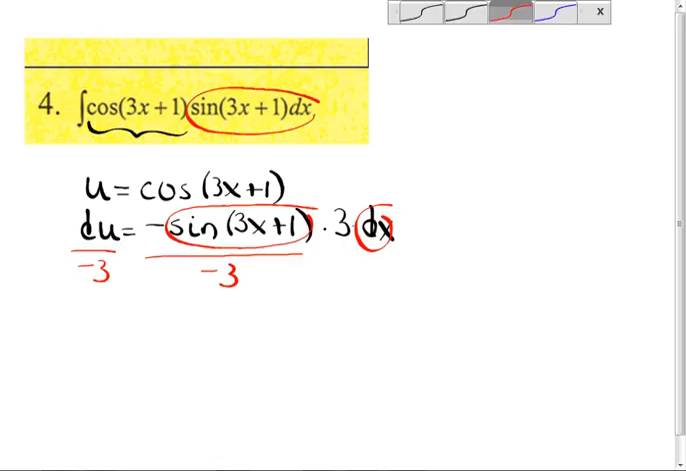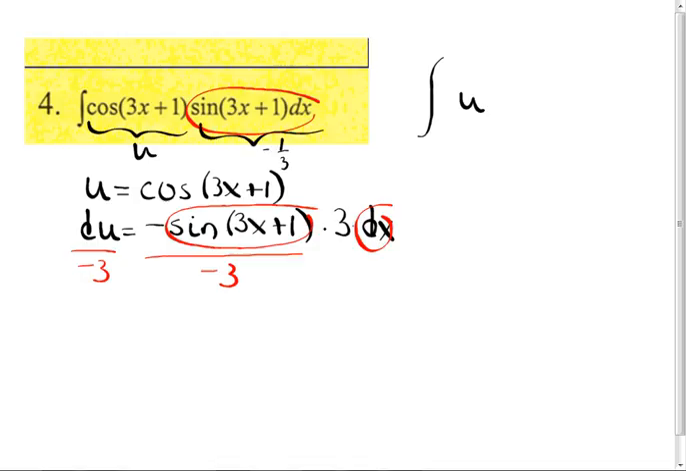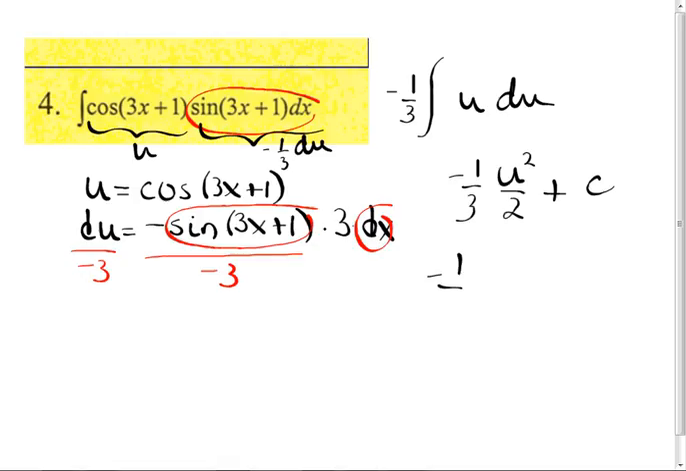Okay, so let's go ahead and do the problem. So this is my u. This is not quite du, but it's negative 1/3 of du. And now I can see the power rule. I couldn't see it before. What's the antiderivative of u? U squared over 2 plus c. Let's finish it. It's negative 1/6, and u is cosine of 3x plus 1.